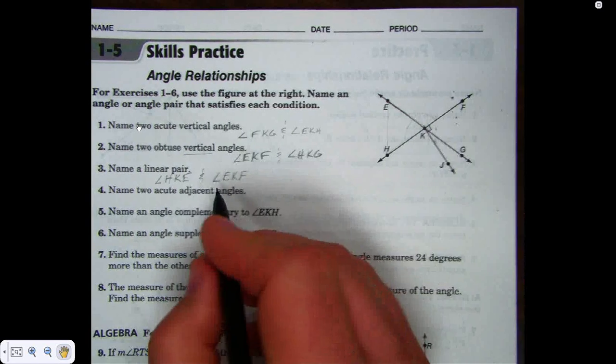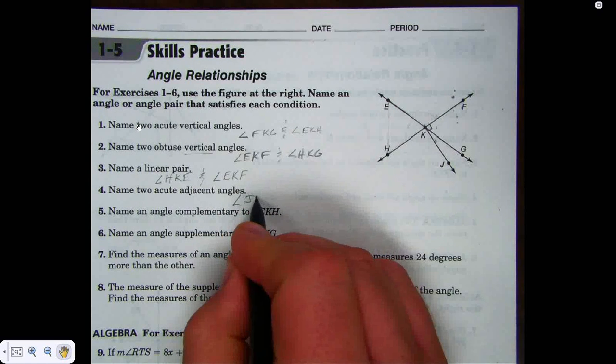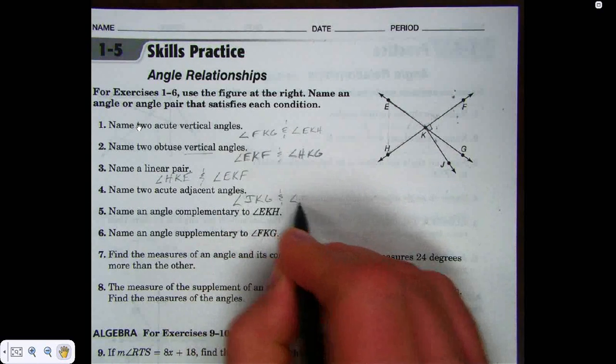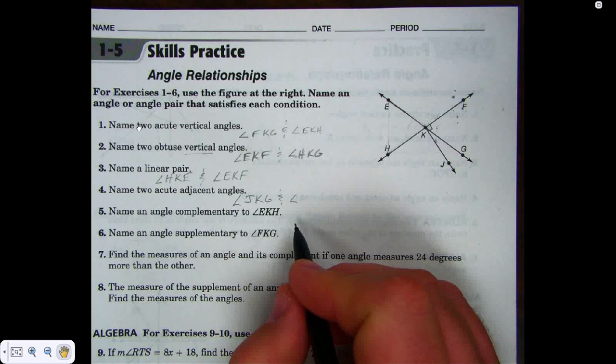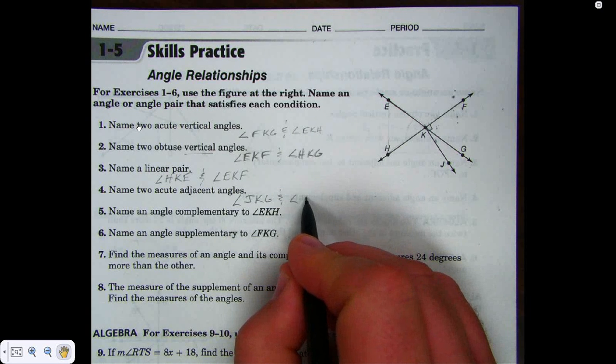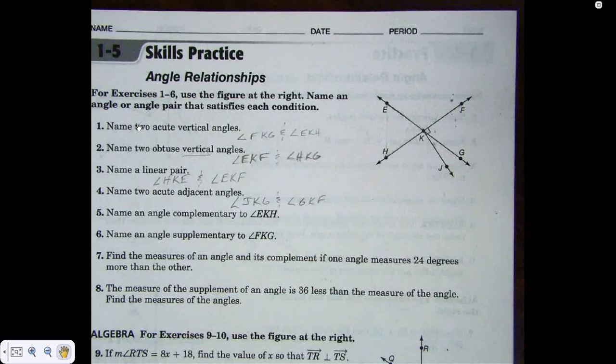Here are our two angles. Angle J and angle... Nope. GKF. Because JKF would be the 90-degree angle.